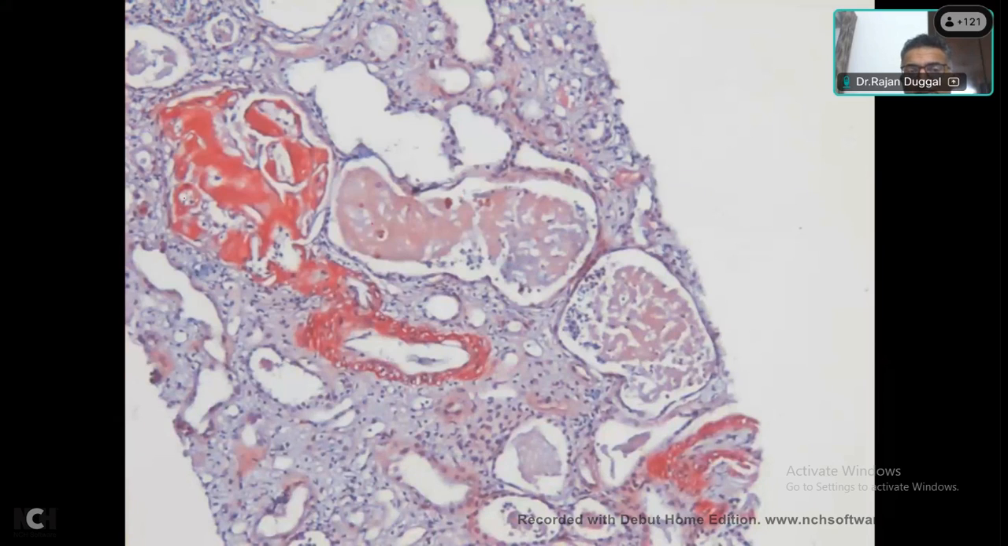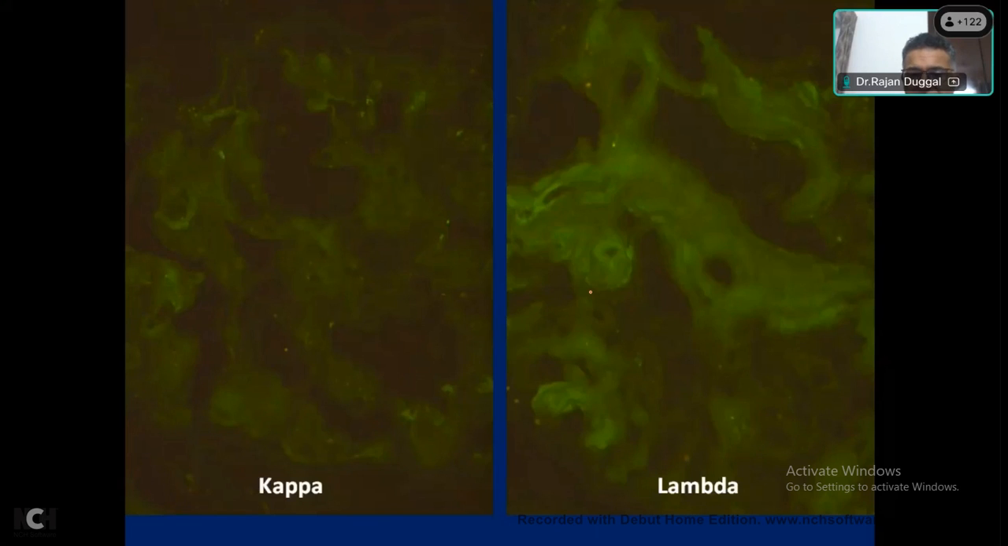So this is a Congo red stain, and it shows that these are congophilic deposits. In the tubules, the material which was there is not congophilic, so likely it is not amyloid material. So what is the next step? Sir, we did kappa lambda. Why did we do kappa lambda, Dr. Purvi? Sir, to differentiate the cause of the casts, to rule out cast nephropathy.